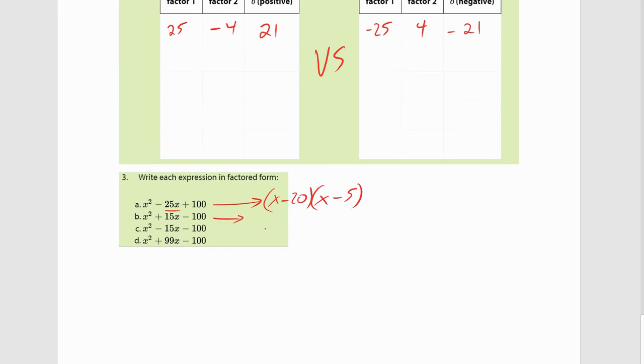This one's a little bit more interesting, right? A little different. But it still is going to be multiplying to get us, this time it's a negative 100, but it still has to add up to positive 15. What about the positive 20 minus the 5, right? Because that would be positive 15, but 20 times negative 5, negative 100. So go ahead and finish C and D.